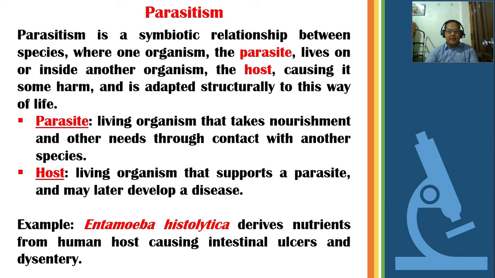and dysentery. So those are the three major symbiotic relationships, and those relationships are very important to every organism to survive and to reproduce. That's it.